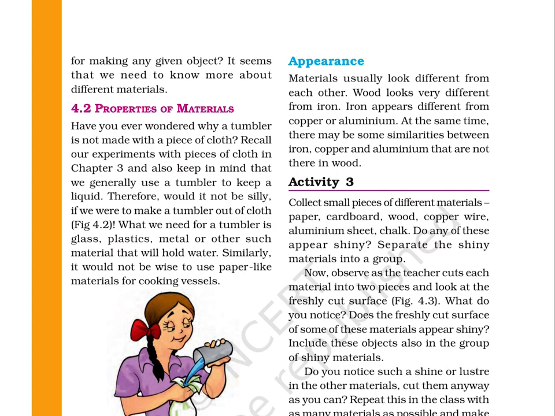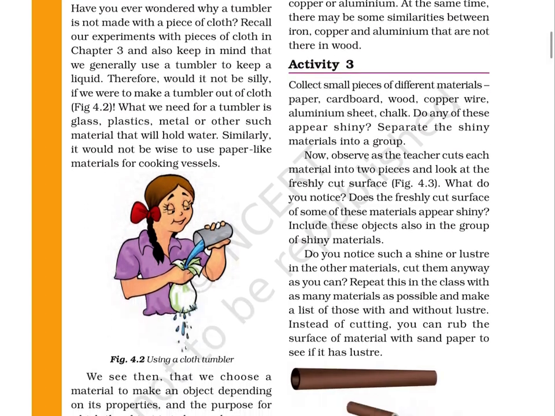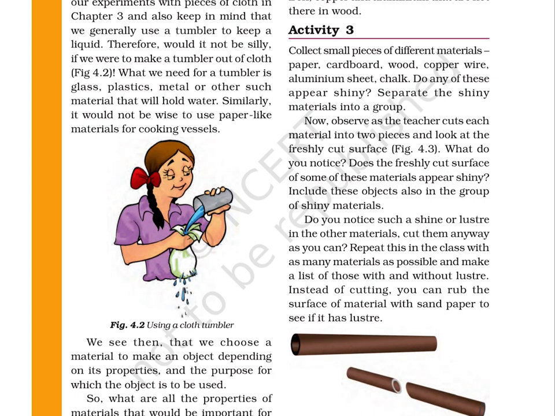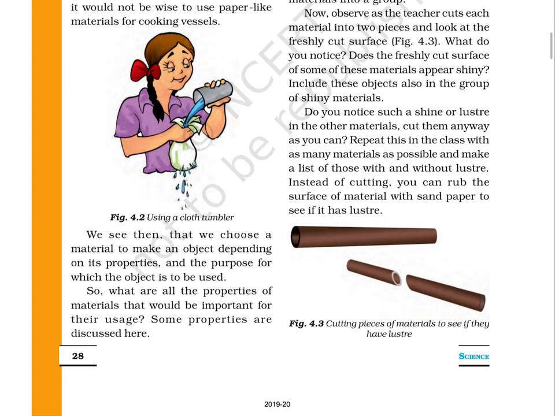Do any of these appear shiny? Separate the shiny materials into a group. Now, observe as the teacher cuts each material into 2 pieces and look at the freshly cut surface, as shown in figure 4.3. What do you notice? Does the freshly cut surface of some of these materials appear shiny? Include these objects also in the group of shiny materials. Do you notice such a shine or luster in the other materials? Cut them anyway as you can.